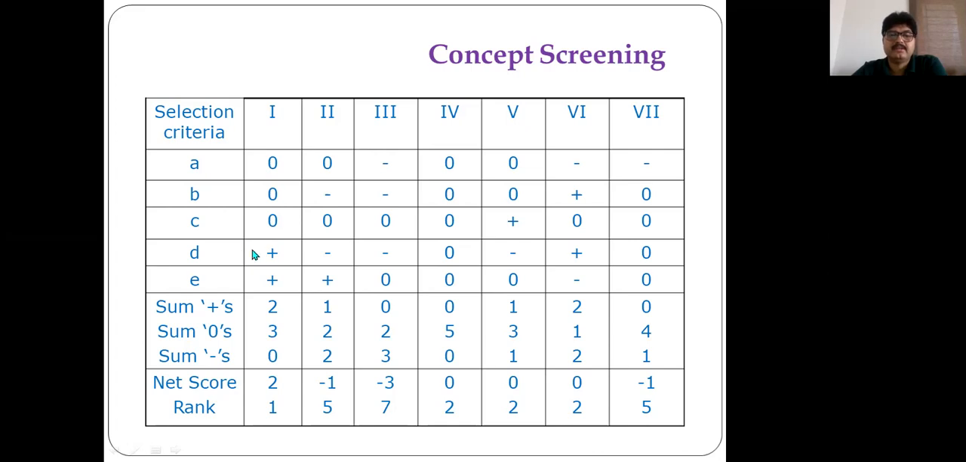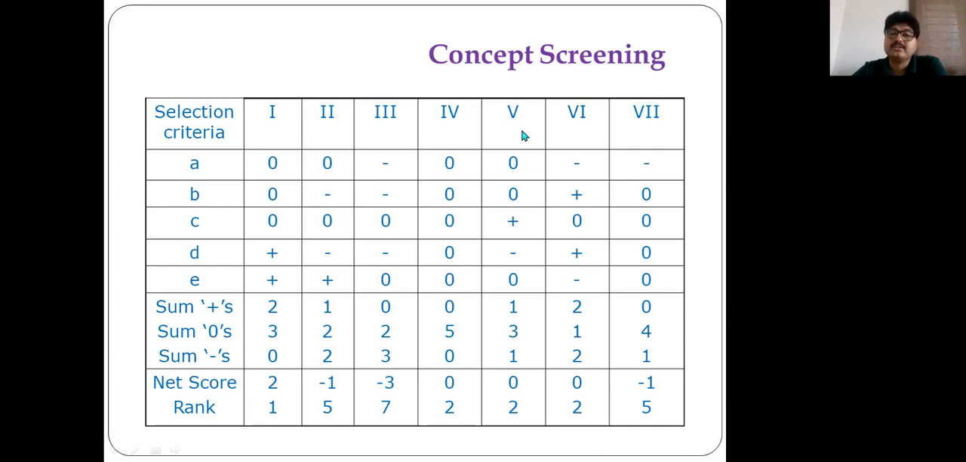For criterion D, the first concept and the sixth concept do better than the fourth concept. Similarly, against selection criterion E, the first concept and second concept address it better than the fourth concept, but the third, fifth and sixth do it a similar way, and the sixth is inferior to that.